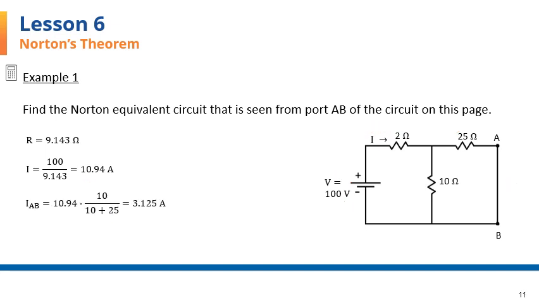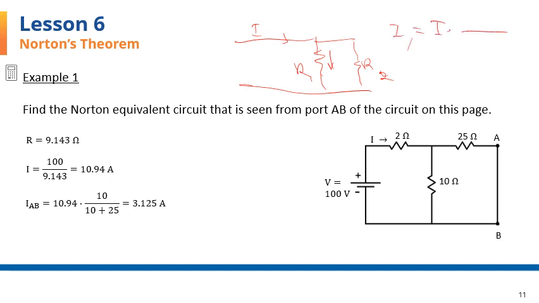If you're not familiar with the current divider, I'll go quickly through it. If you have a current coming through and it's divided into two branches, one with resistance R1, the other one with resistance R2. The current that goes through one of these, for example, through R1, we'll call that I1, equals I times the resistance in the other branch, R2, over the sum of the two resistances, R1 plus R2.